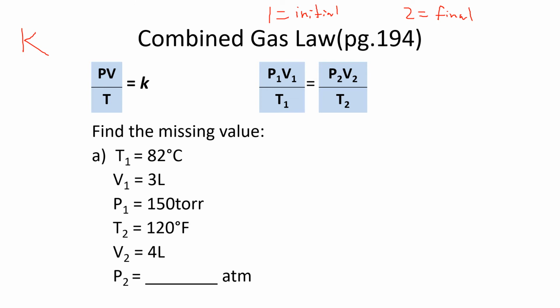So let's convert everything into the units that we need. Liters and liters are the same, so we don't have to worry about those. Temperatures, we have to convert to Kelvin. So what is 82 plus 273? That'll give us our temperature in Kelvin. What is it? 355. Okay. Torr, we have to divide by 760, and that'll give us our atmosphere.